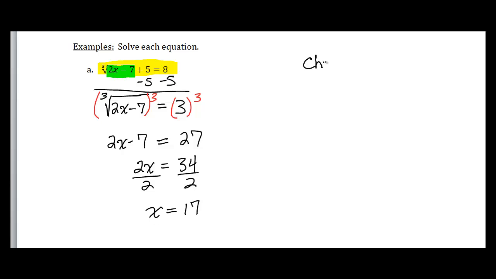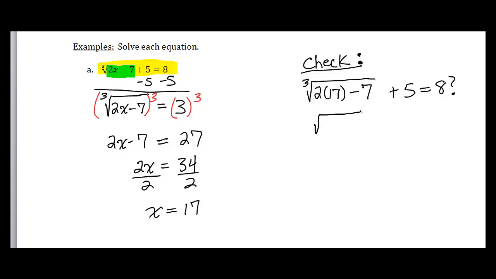Now I'm going to check that solution. Basically, I'm going to check x equals 17. I'm going to substitute 17 into my original equation. So I get the cube root of 2 times 17 minus 7, plus 5 on the outside, and I want to make sure that equals 8. If it does, then it is my solution. Well, that's going to be the cube root of 34 minus 7. We're going to add 5 to that. See if that equals 8.